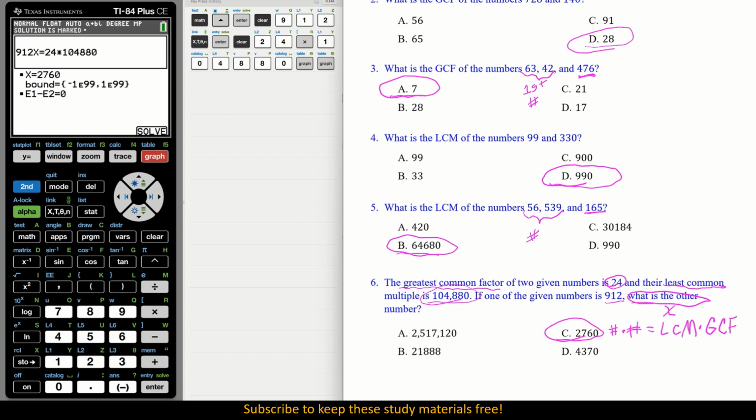Okay, this is the last question for part 1 of Competency 3.